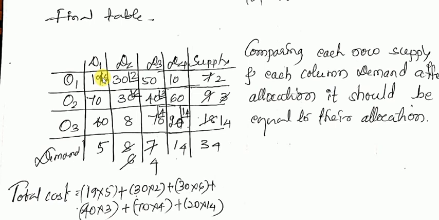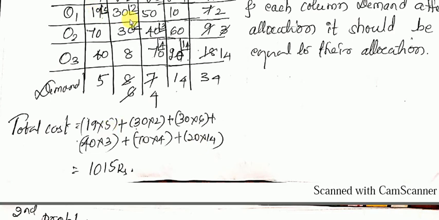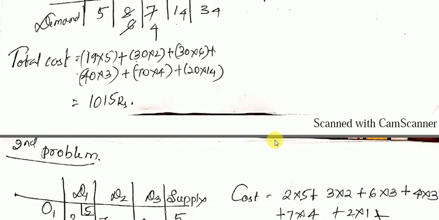19 into 5 plus 30 into 2 plus 30 into 6 plus 40 into 3 plus 70 into 4 plus 20 into 14. That is equal to 1015, which is the answer by northwest corner rule. Only we have calculated the least cost by using northwest corner rule.